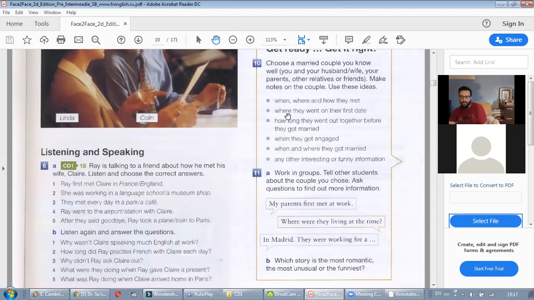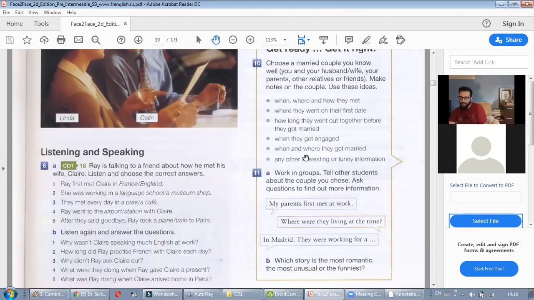Their first date was at an Italian restaurant, and they went out together for 2 months before they got married, and they got engaged after the second week. They got married in 1982 in their father's house. Any other interesting information? Now they have 2 children. Here you just need to talk about a couple that you know, so we can skip this one.